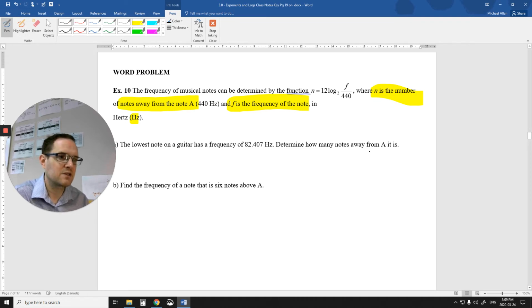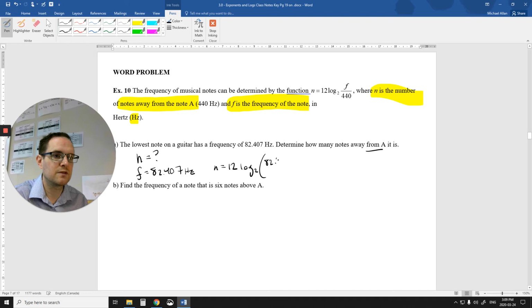So they just want to know how many notes away from A. So they're looking for n in this situation. What is n? That's how many notes are away from A. If I'm given a frequency of 82.407 hertz, all right, that seems pretty easy. You just plug it into the equation that they gave us.